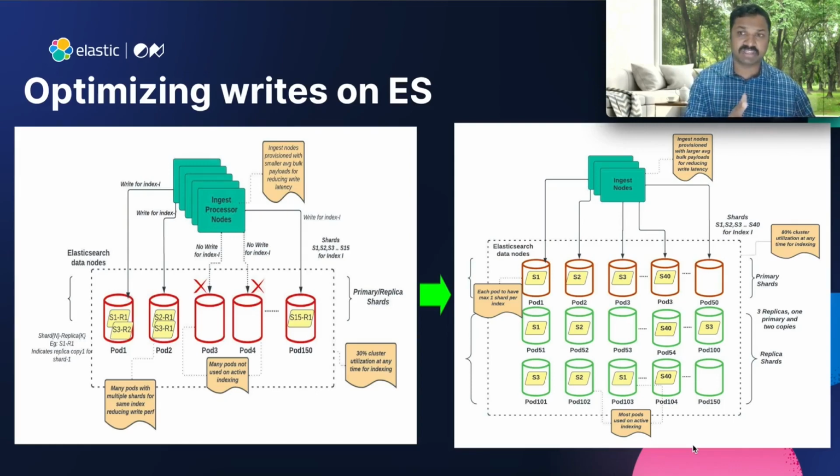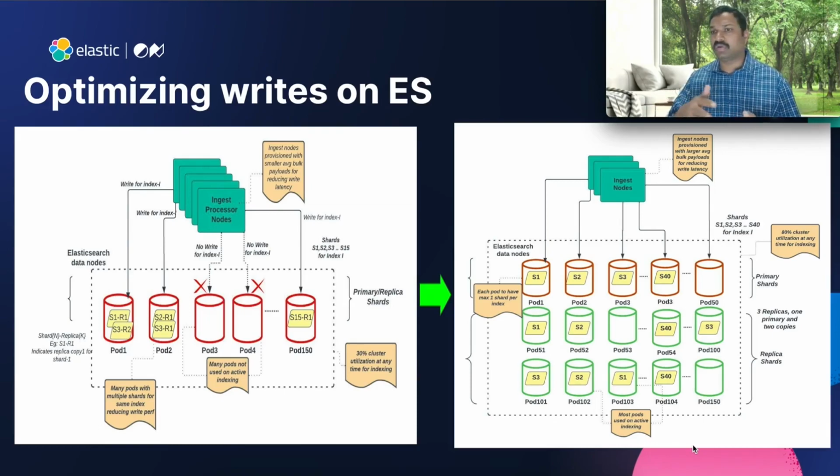For example, consider the left side, which is the before, and the right is the after. When we initially started off, we had multiple shards of the same index placed on the same pod, due to which we were seeing decreased write throughput. So instead, we decided to flip that model into something like the right, wherein each shard of an index goes on its own pod. There may be a lot more shards initially, but you are effectively using 80% of your cluster for the write cycle. And your indexes are typically created every day or every hour.